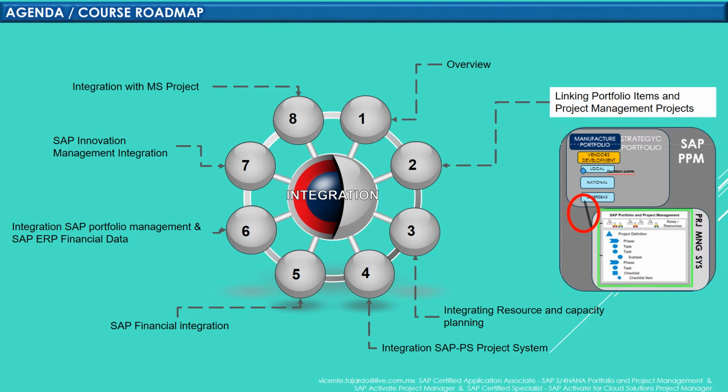The objective of this second lesson is to explain the way we must link portfolio management and project management. You can see in this figure that both of them are part of SAP PPM, so the integration must flow smoothly. In the following slides, you will learn that we have some configuration options to set up this integration.